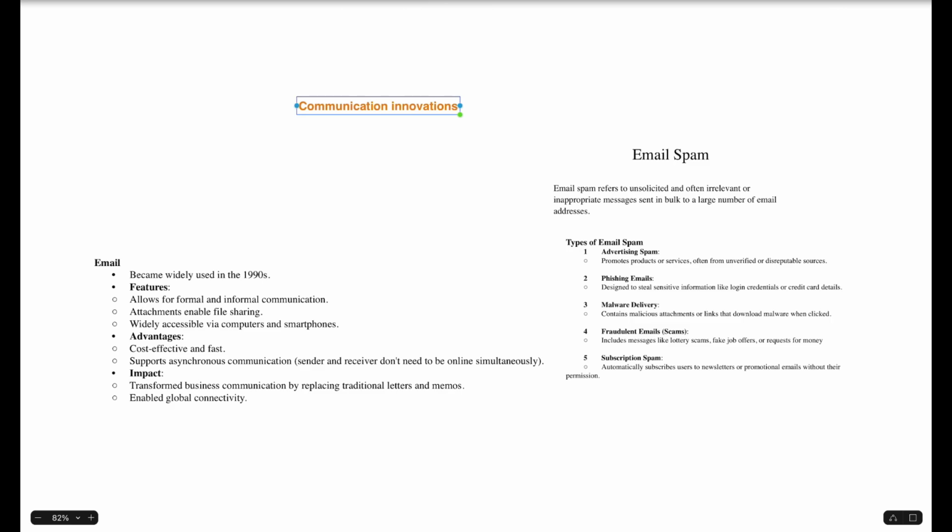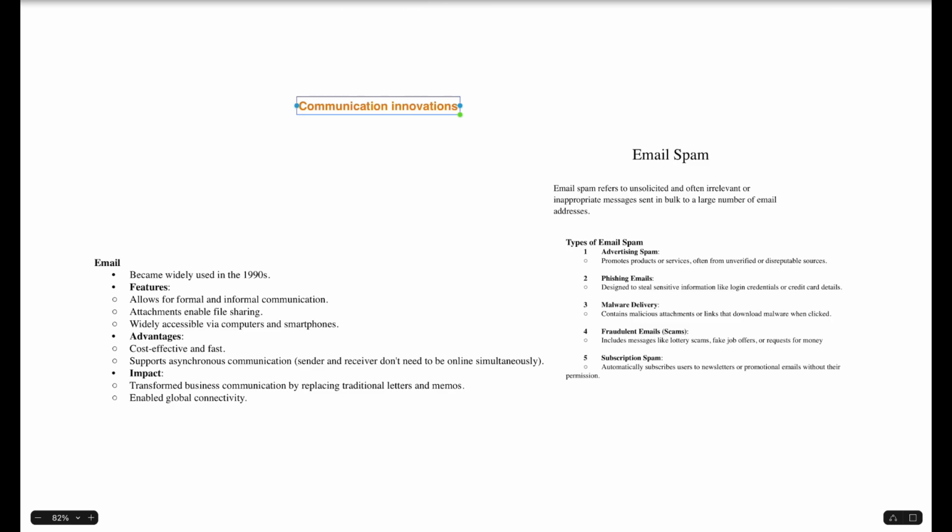Then we can look at malware delivery. This type contains malicious attachments or links that download malware, like "invoice attached, please review immediately." They want you to click the link and they'll download stuff to your computer.